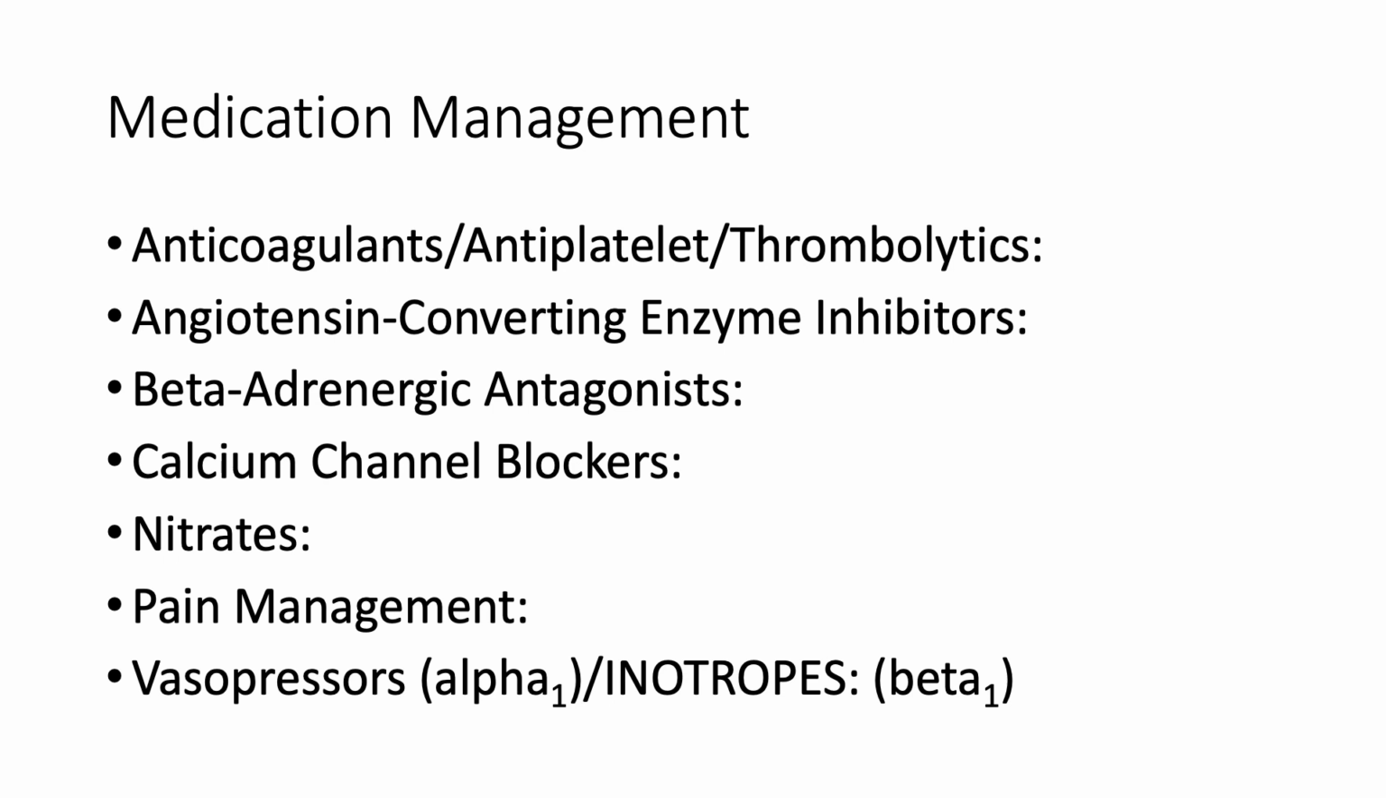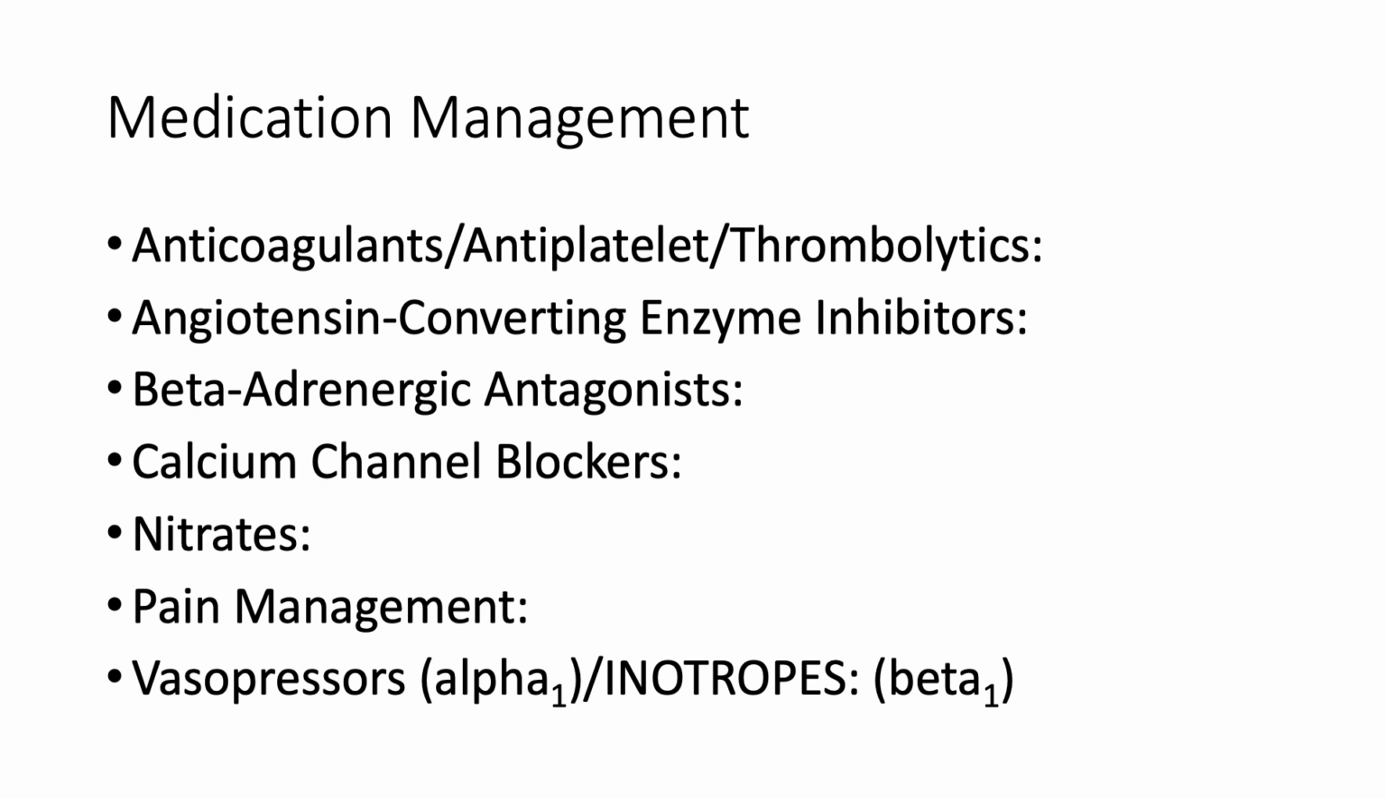Beta blockers, beta adrenergic antagonists. We use those for blood pressure. We use those to reduce the workload of the heart by decreasing chronotropy and decreasing inotropy. Calcium channel blockers, we use them because some of them, such as verapamil and diltiazem, also slow down the heart rate and reduce contractility. And we use them for blood pressure because they vasodilate the periphery.